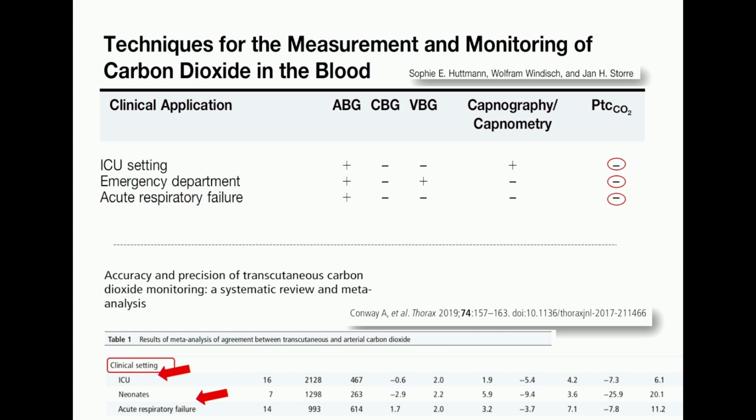However, very recently this paper was published in Thorax about the accuracy and precision of transcutaneous CO2 monitoring, and this systematic review and meta-analysis has incorporated a number of papers with positive results favoring the use of transcutaneous CO2 monitoring in patients with acute respiratory failure in the environment of the critical care areas at the hospital.